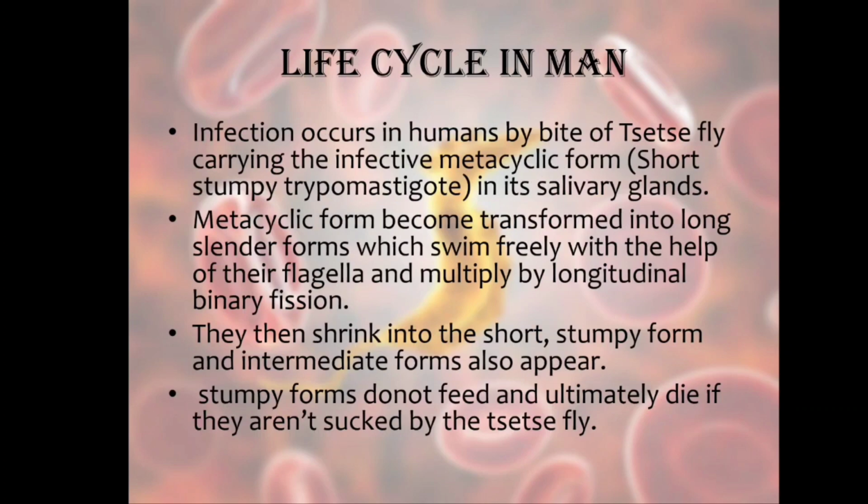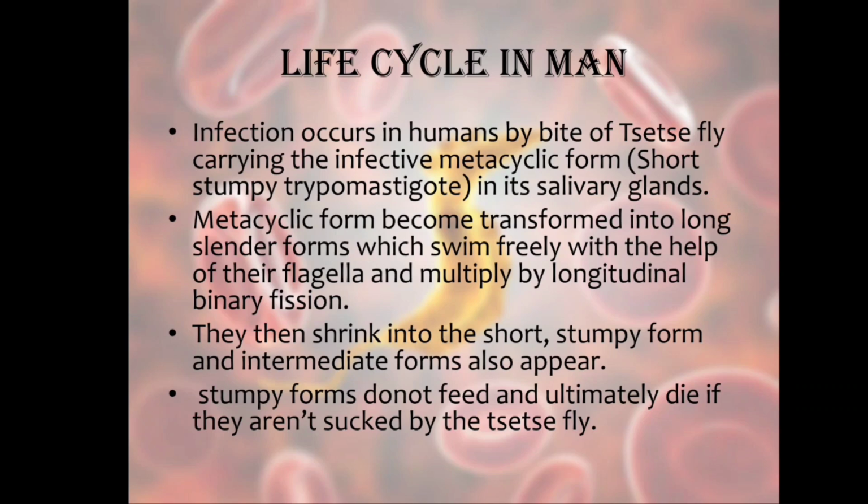Now let us talk about the actual life cycle in man. To a healthy human being, the infection occurs by the bite of a tsetse fly, which carries the infective metacyclic form of the parasite in its salivary gland. This infective metacyclic form is actually the short, stumpy trypomastigote form that we have just seen. Now, this metacyclic form will become transformed into a long, slender form, and these long, slender forms are able to swim freely with the help of their flagellum. They also multiply by longitudinal binary fission.